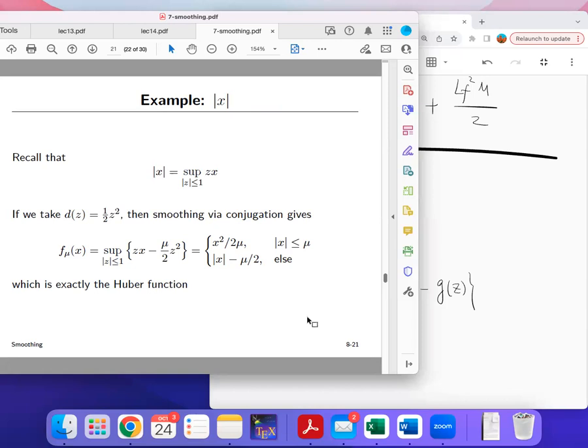Okay, now let's look at some examples of how to smooth functions using the conjugation. For example, I want to smooth this absolute value function. Here we will smooth this function through the conjugation approach. First of all, notice that the absolute value function can be written in such a form. You can check it by yourself. It's a supremum of z times x over all the z's whose magnitude is smaller than 1. It's one dimension, so it's not hard to observe that.